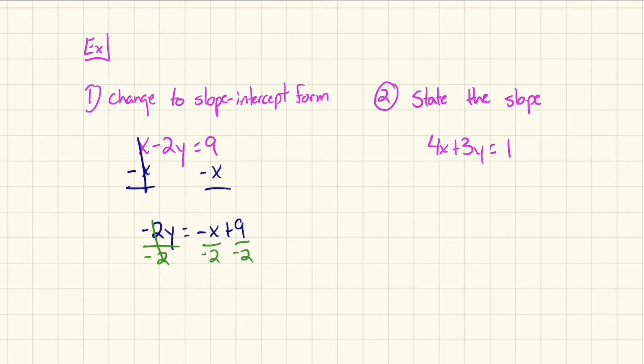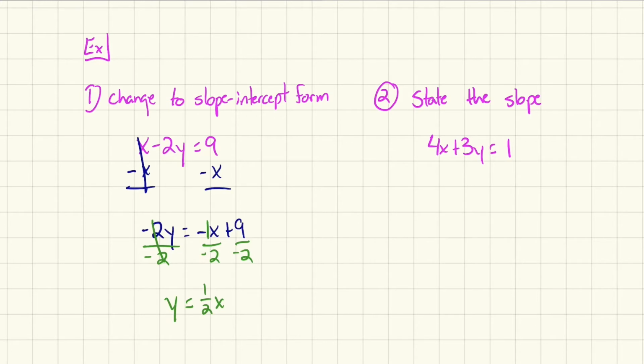On the left-hand side, the negative 2's cancel, leaving me with y by itself. The middle term, we need to remember that even though the number is not written, there's really a 1 there, so we have negative 1 divided by negative 2. Two negatives make a positive, so that gives me positive 1/2 x.